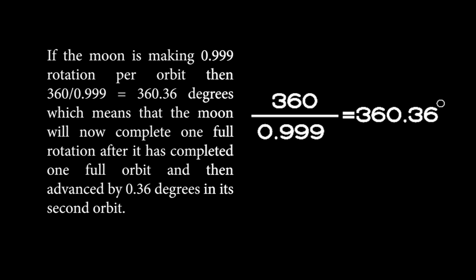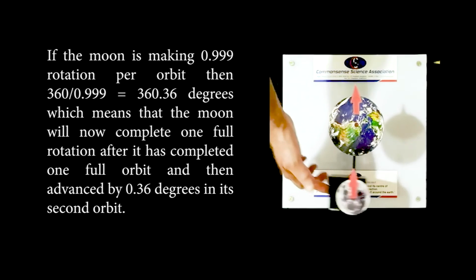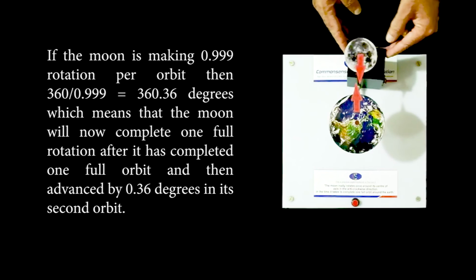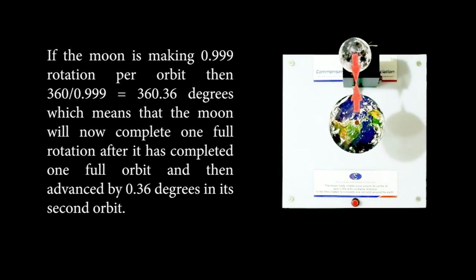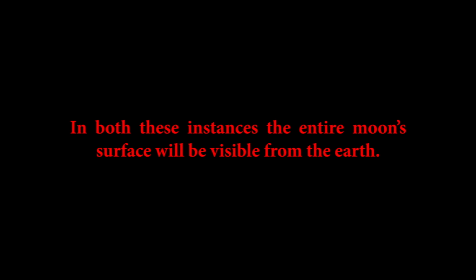If the moon is making 0.999 rotations per orbit, then 360 divided by 0.999 is equal to 360.36 degrees, which means that the moon will now complete one full rotation after it has completed one full orbit and then advanced by 0.36 degrees in its second orbit. In both these instances, the entire moon surface will be visible from the Earth.